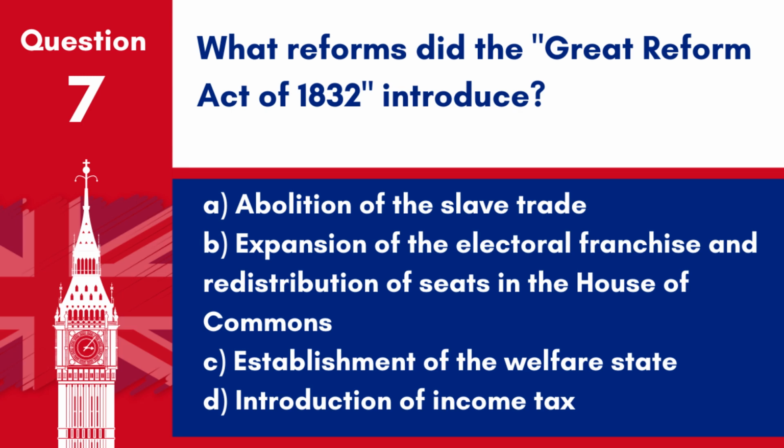Answer. B. Expansion of the electoral franchise and redistribution of seats in the House of Commons. The Great Reform Act of 1832 reformed the British electoral system by widening the franchise and addressing the distribution of seats to more accurately reflect population changes.